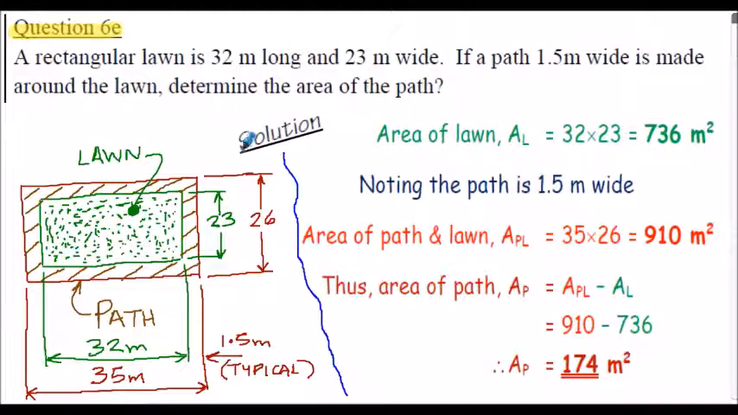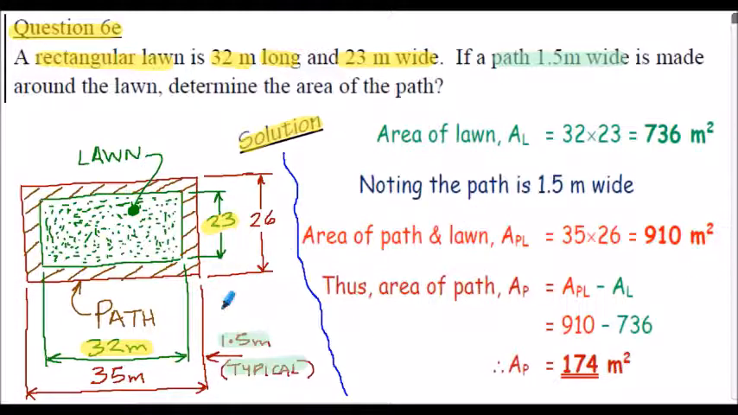Question 6E, solution. So I've extracted information from the question, drawn a small sketch here, and again I would always encourage you to sketch the problem you're considering. Here we have our rectangular lawn of 32 meters in length and 23 meters in width, so that's shown here, 32 meters length, 23 meters width. We have a path of 1.5 meters width around the lawn, so this is our path of 1.5 meters. It's typical around the lawn.